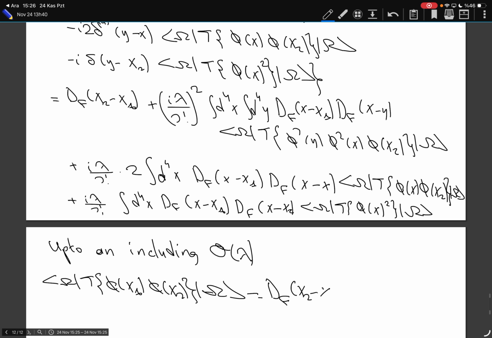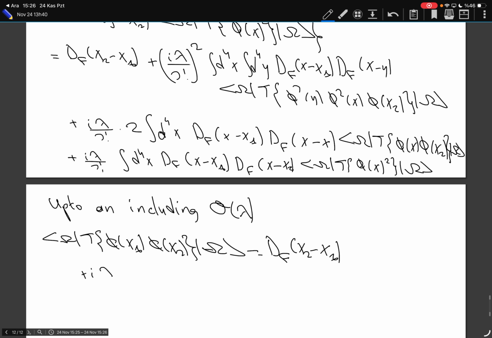This is this propagator, this term. Well, this term is lambda squared over 3 factorial. Now, if you look at this term, you see this is the 2-point function, but it is multiplied by lambda already. So here I should use the 2-point function of up to order lambda. So that will give me plus i lambda over 3 d^4x D_F(x - x1) D_F(x - x) D_F(x - x2).